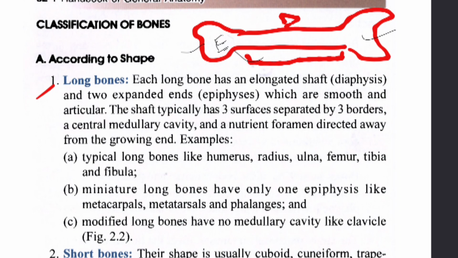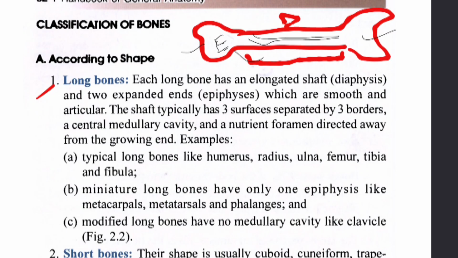We can discuss the surfaces of the bones further when we study regional anatomy, where we will study the surfaces, the borders, everything. Then there is a central medullary cavity inside the bone shaft, and a nutrient foramen directed away from the growing end.